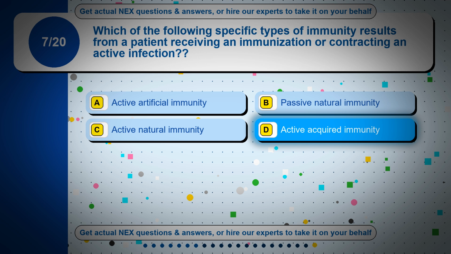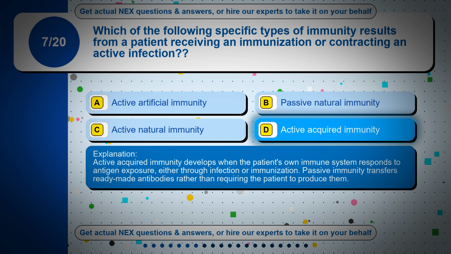Active acquired immunity. Active acquired immunity develops when the patient's own immune system responds to antigen exposure, either through infection or immunization. Passive immunity transfers ready-made antibodies rather than requiring the patient to produce them.